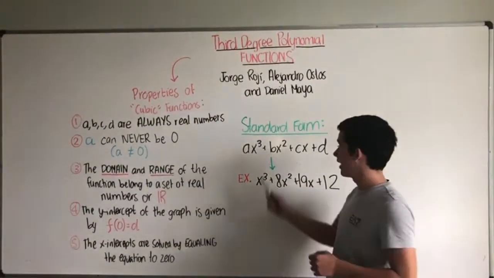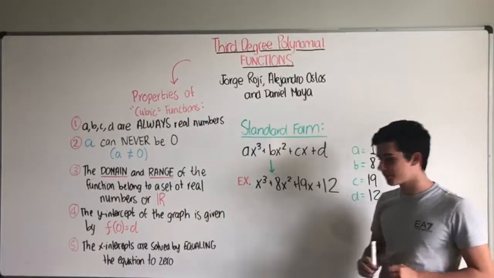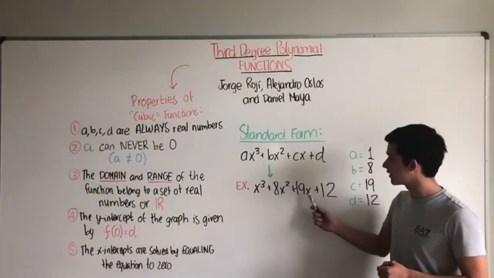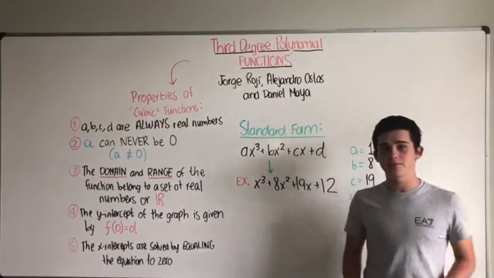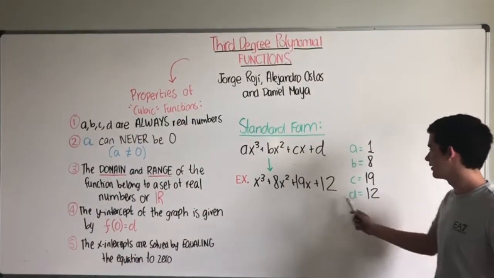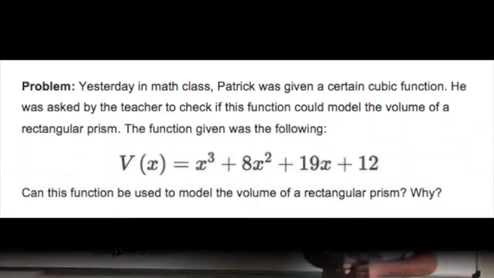The standard form is ax cubed plus bx squared plus cx plus d. An example is x cubed plus 8x squared plus 19x plus 12. Then a is 1, b is 8, c is 19, and d is 12. This is the equation that we are going to solve today.